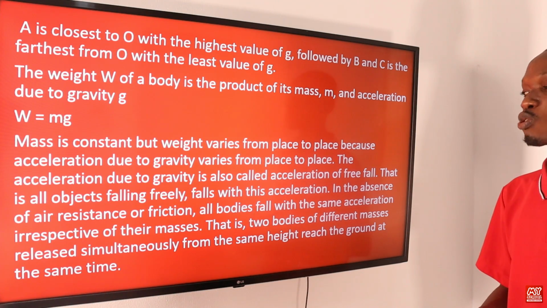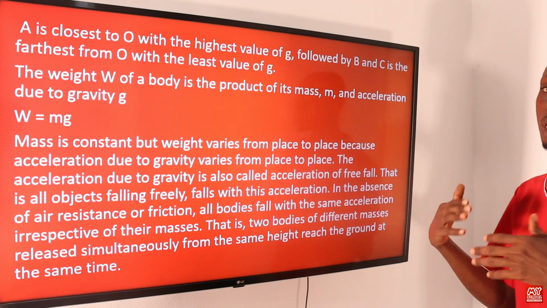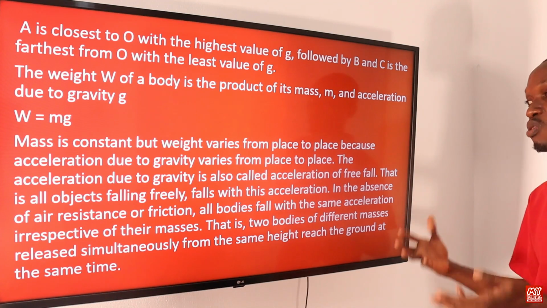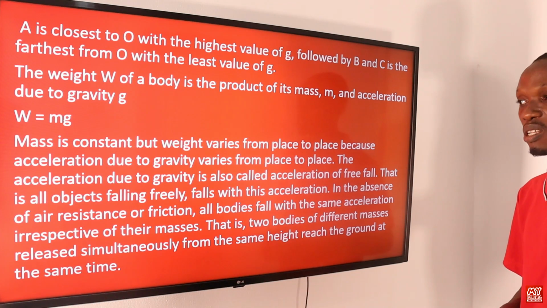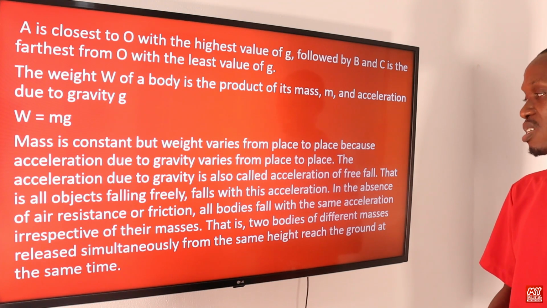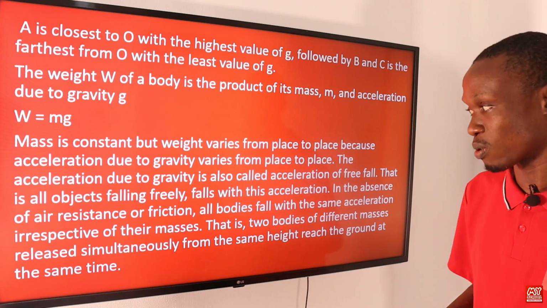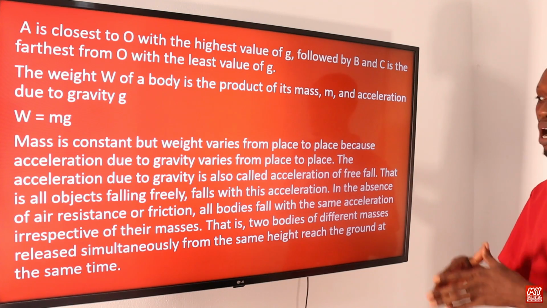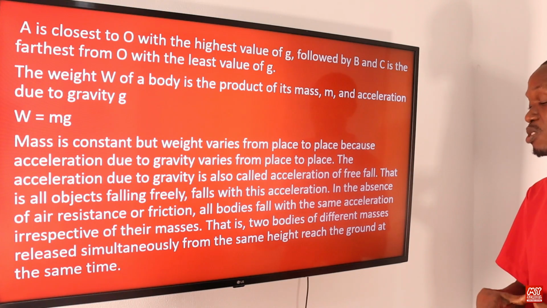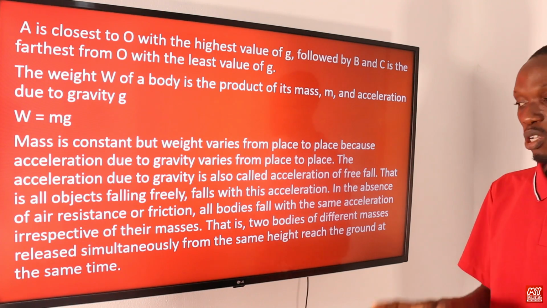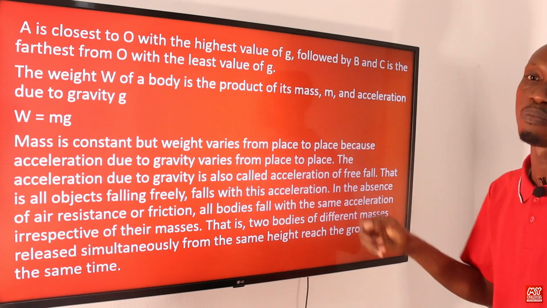The acceleration due to gravity is also called acceleration of free fall. So the same definition for acceleration due to gravity, you can also use for acceleration of free fall. That is, all objects falling freely fall with this acceleration. In the absence of air resistance or friction, all bodies fall with the same acceleration irrespective of their masses. That is, two bodies of different masses released simultaneously from the same height reach the ground at the same time.